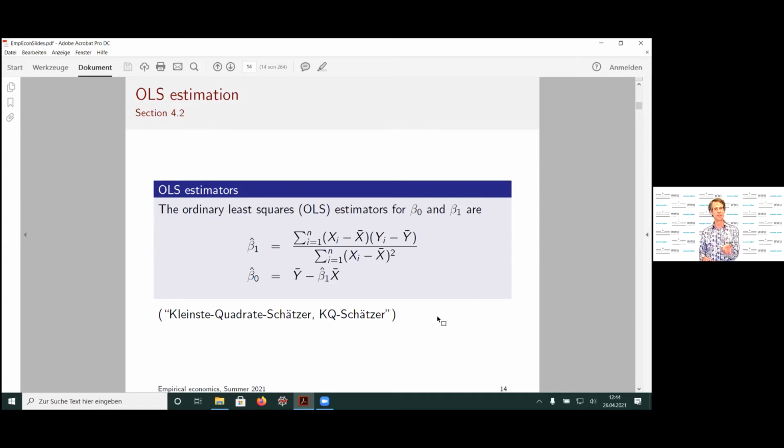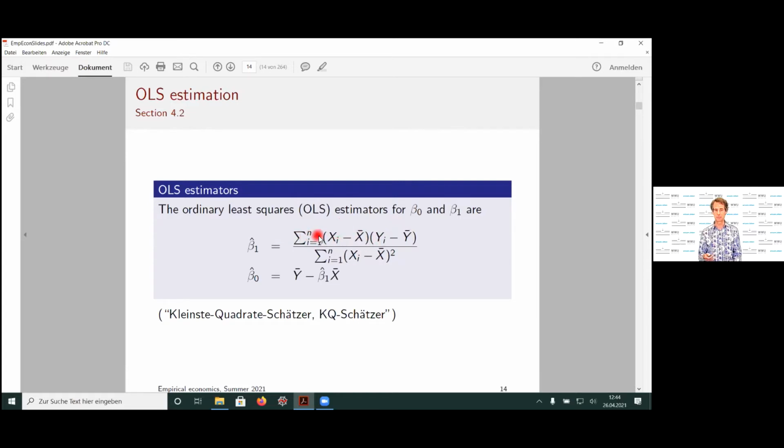So if you would really derive the OLS estimator step by step by following this approach, taking differentials, taking the derivatives, setting them equal to 0, solving that, then you would get the following OLS estimators. The estimator for the slope coefficient is this one here. So you take the sum of a certain product. The product consists of deviations of the x's from their mean and the deviations of the y's from their mean, and you divide that by the sum of the squared deviations of the x's from their mean.